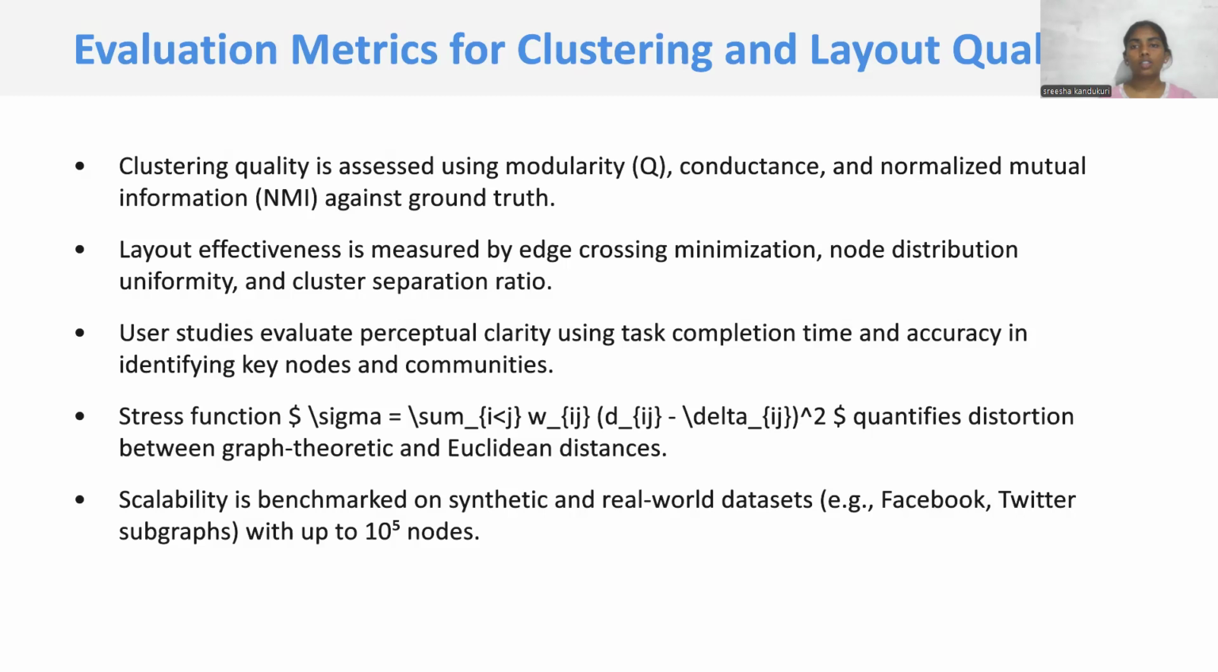Evaluation metrics for clustering and layout quality. Clustering quality is assessed using modularity, conductance, and normalized mutual information against ground truth. Layout effectiveness is measured by edge crossing minimization, node distribution uniformity, and cluster separation ratio. User studies evaluate perceived clarity using task completion time and accuracy in identifying the key nodes.